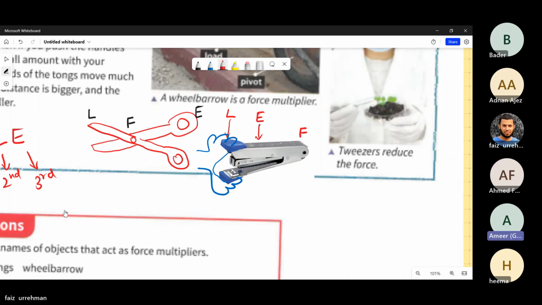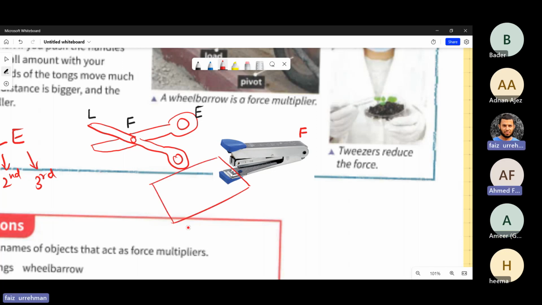The wheelbarrow, mister, is a third class, right? Wait, I'm looking at something else. Okay, let's go with this one. Our load is here. Where is the load? Here we put the papers. So here is our load.